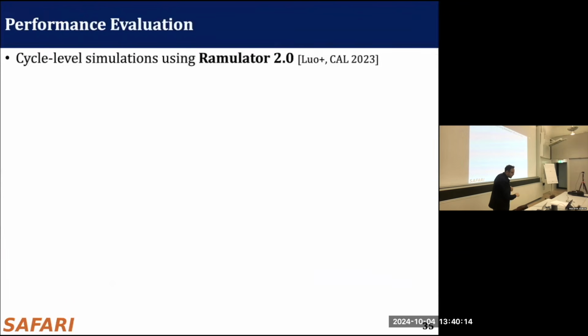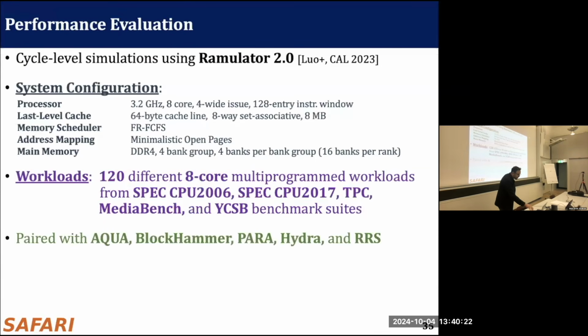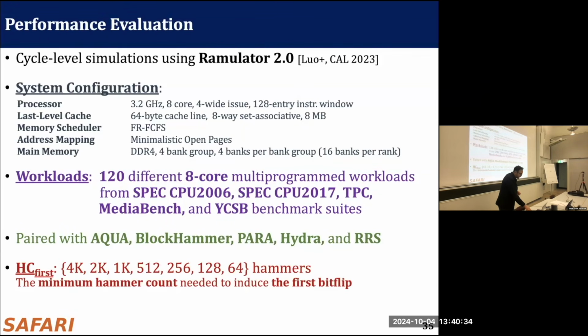Okay, let's look at performance evaluation. We use Ramulator 2.0 as our simulation framework. I'm going to talk about it later today. We evaluate a realistic system. We test the system with 120 different 8-core multi-program workloads. And we pair Svärd with 5 different mitigation mechanisms. And we sweep the HC first value, which is the minimum hammer count to induce the first bit flip, from 4,000 down to 64.